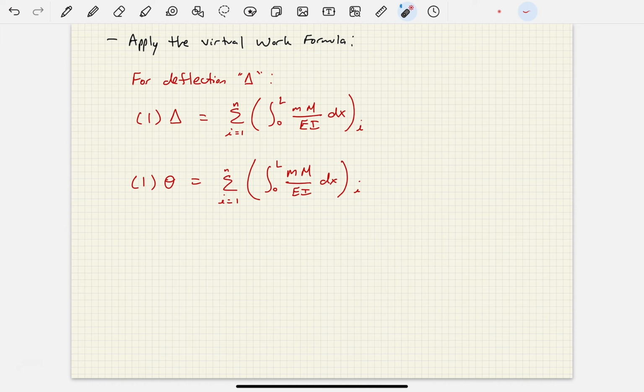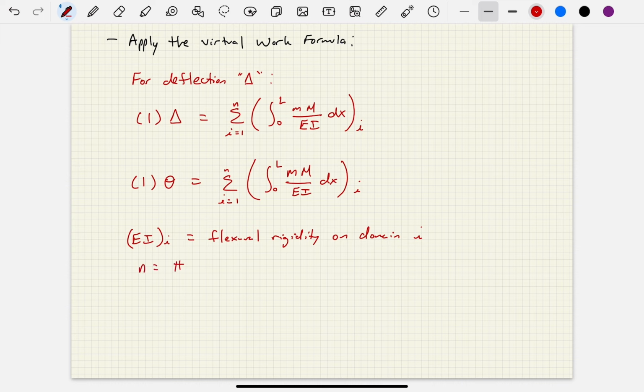Now, what do all of these terms mean? Well, we should know this for the most part from our previous knowledge. EI, and I'll put a little sub i, is the flexural rigidity on domain i, okay?